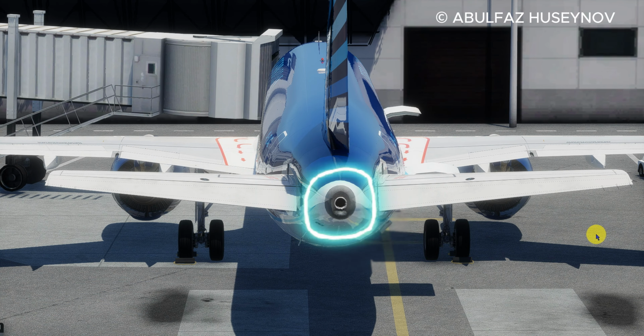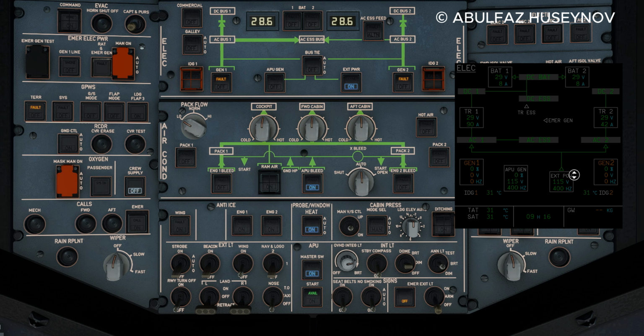The APU generator is located in the rear of the aircraft. Currently, both the auxiliary power unit and ground power unit are generating power, but the aircraft is using the GPU. We'll now disconnect the external power. The auxiliary power unit will automatically take over, supplying the aircraft with electrical power and bleed air.